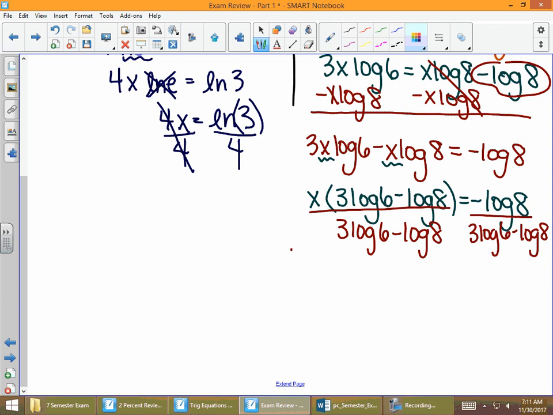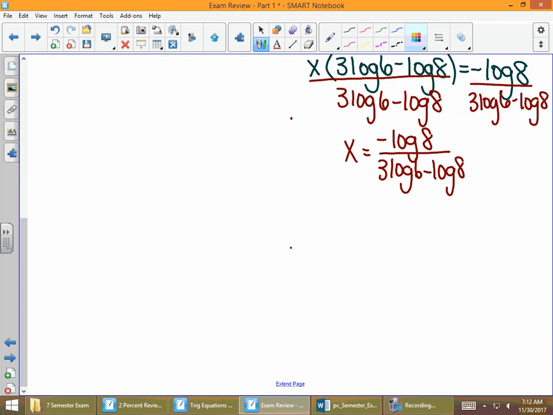So for your exact form, if you're asked for approximate form on this, you can just put this in the calculator as it sits. Use that fancy fraction button, or you need to have parentheses around your whole denominator here.